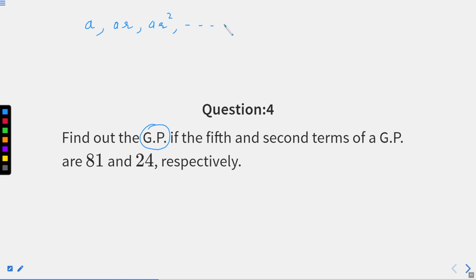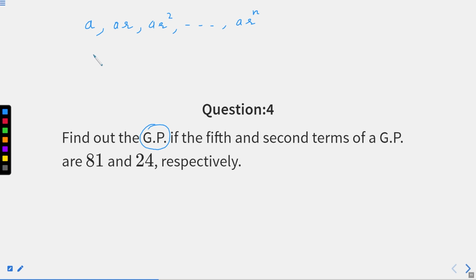If it is finite, then we will stop after some n. If it is infinite, then we will go on forever. Finite and infinite. Okay. Now what?